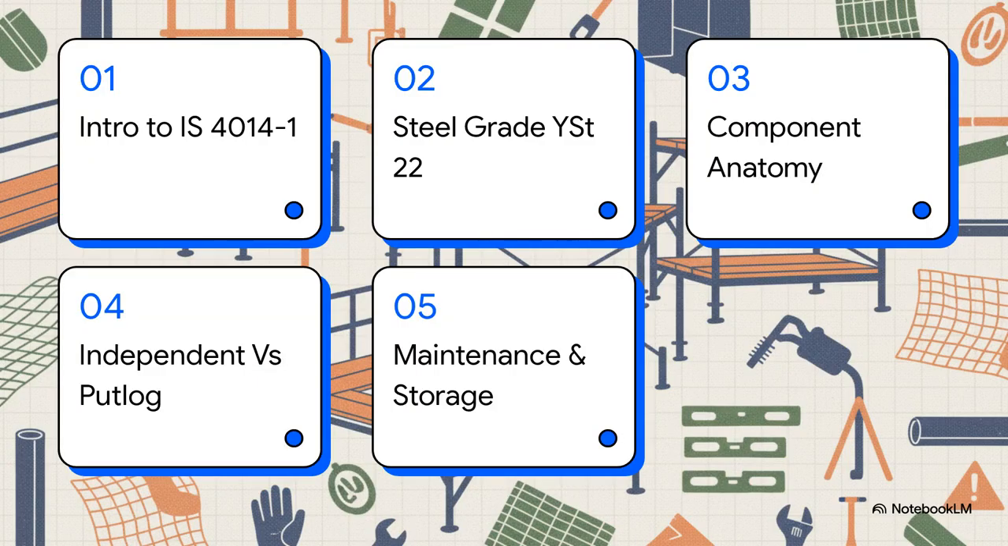Okay, let's dive into this. We are going to follow a logical bottom-up build today. So we'll start with an intro to IS 4014-1. Look at steel grade YST22, examine scaffold support component anatomy, compare independent versus put-log scaffolds, and wrap things up with a maintenance and storage tutorial.